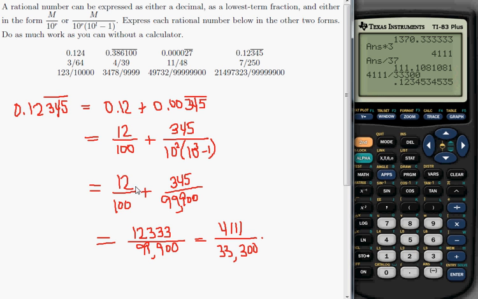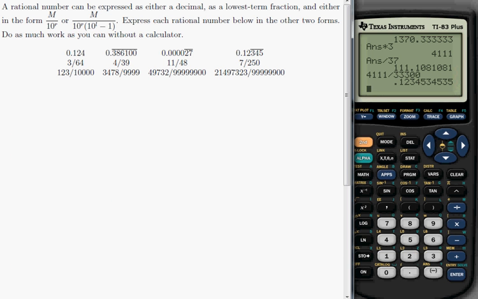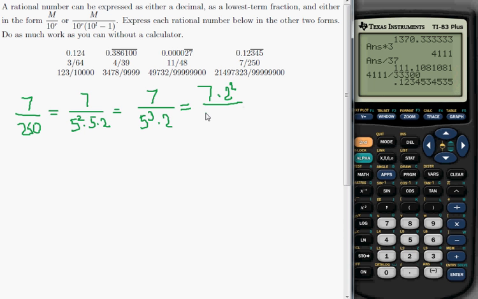Okay, second to last, 7 over 250. That is a lowest terms fraction. This is equal to 7 over 5 to the third times 2. So to write this in the form m over 10 to the r, I just need to multiply top and bottom by 2 squared. So on top I get 28, and on the bottom I get 10 to the third, for 1,000. And then I can easily write that as the decimal 0.028.